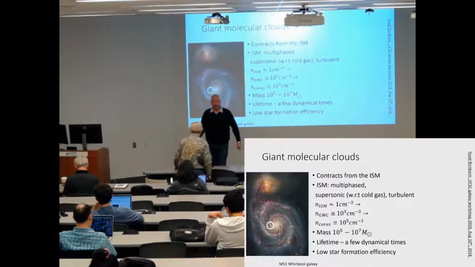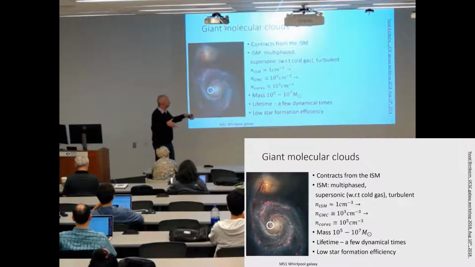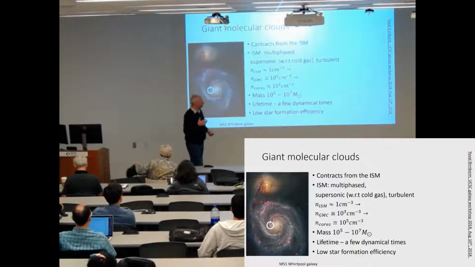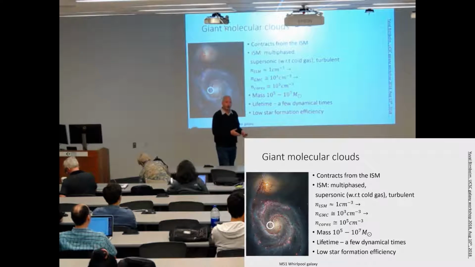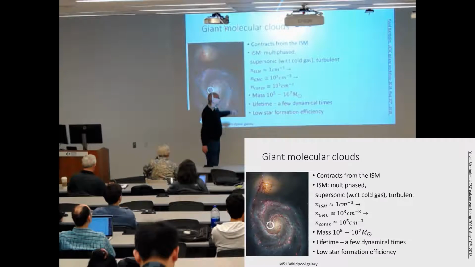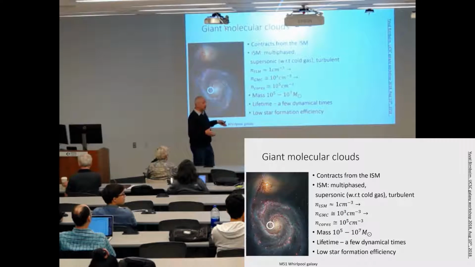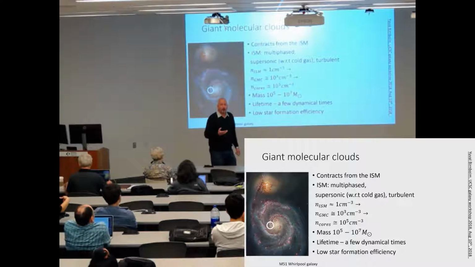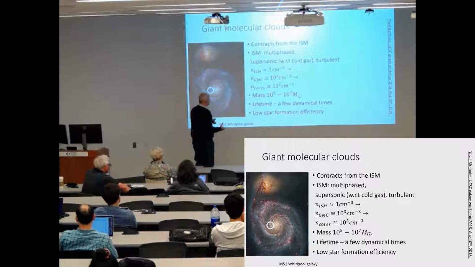So, giant molecular clouds. These are objects that contract out of the ISM. The ISM, as we know, is highly multi-phased, turbulent, supersonic, at least with respect to the cold components. A typical density for the ISM will be about 1 particle per centimeter cubed. For a GMC, it's going to be a few orders of magnitude larger than that. And the cores of the GMC can go all the way up to about 10 to the 5 particles per centimeter cubed. So there's actually quite a lot of compression.